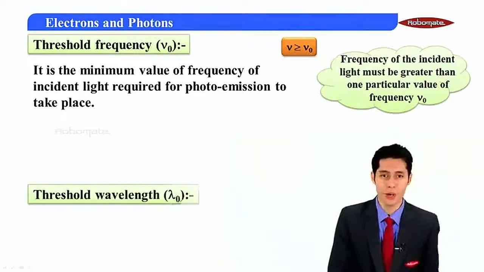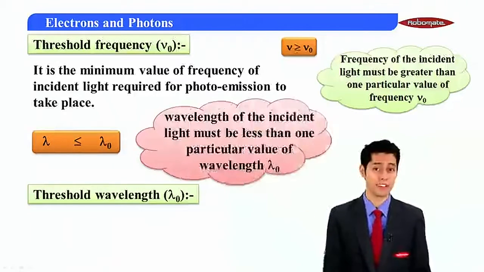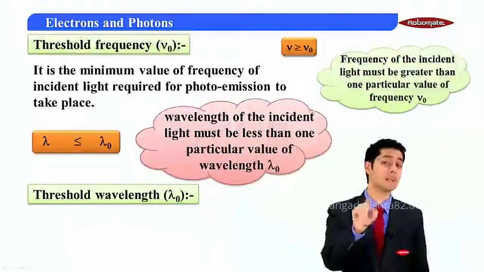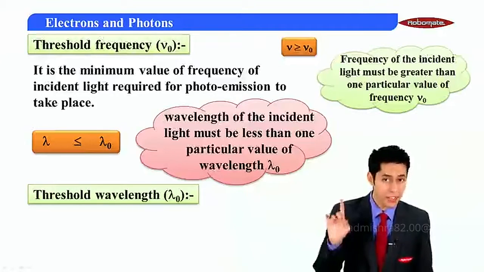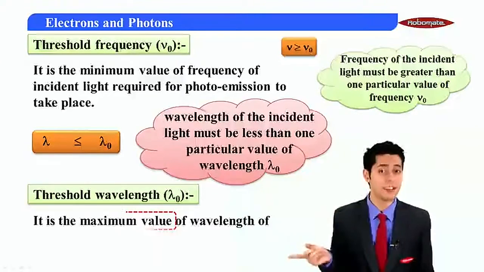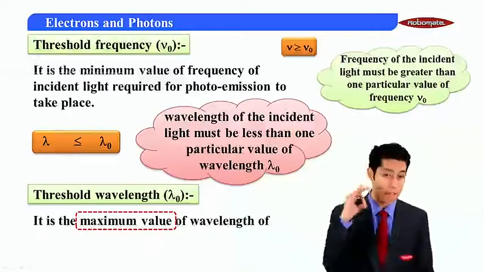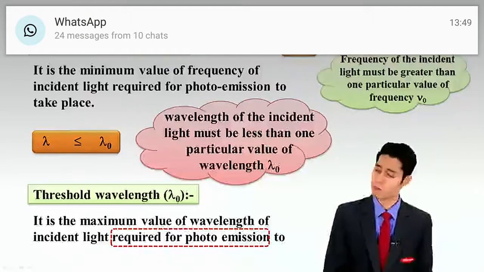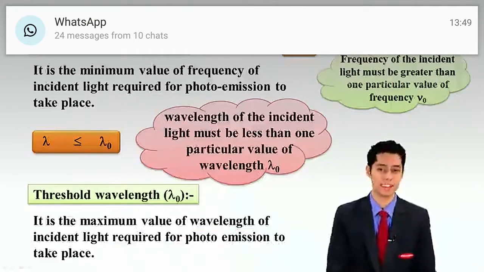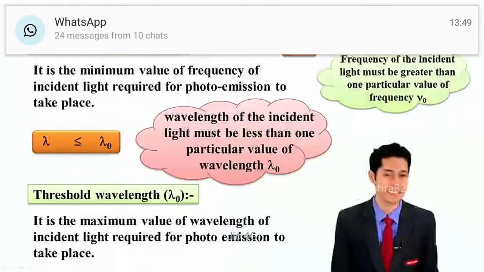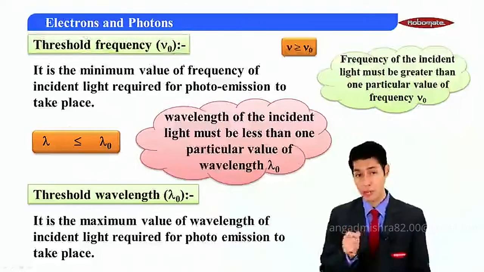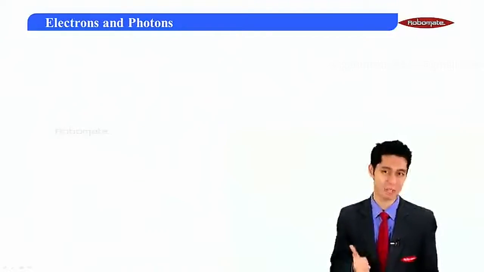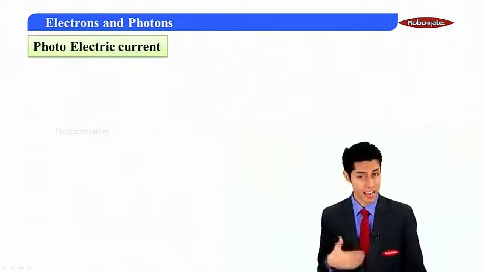On the similar lines, we also know that what is threshold wavelength. In the previous module, we studied that the wavelength must be less than one particular value of wavelength. So can I say frequency is minimum value, wavelength must be maximum value. So it is the maximum value of wavelength of the incident light required for photo emission to take place, and that particular value will be called as the threshold wavelength. So students, you need to remember nu should be greater than nu naught and lambda should be less than lambda naught.